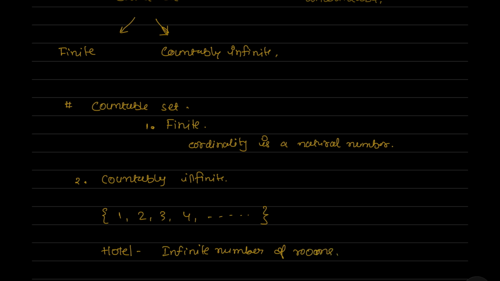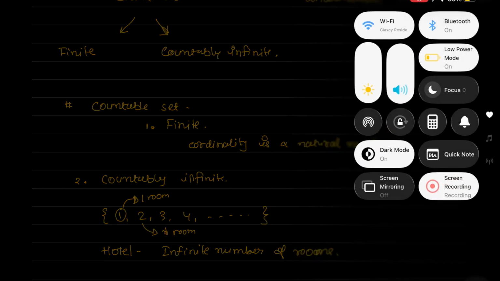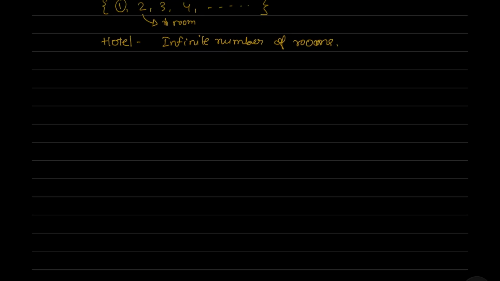Suppose you have a hotel with an infinite number of rooms. Now if you are able to give one room to each of these elements, then we call that set a countably infinite set. Let us understand this with an example. First example, natural numbers.